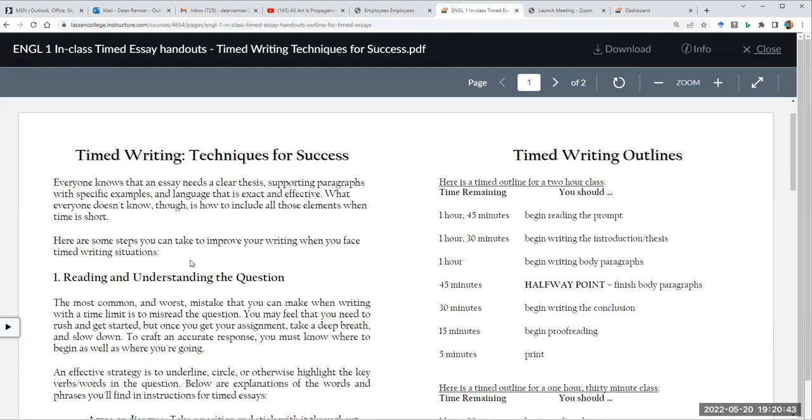Everyone knows that an essay needs a clear thesis, supporting paragraphs with specific examples, and language that is exact and effective. What everyone doesn't know, though, is how to include all those elements when time is short. So we have the constraint of a clock ticking while you're writing. You need to look at the prompt, look at your time, and figure out what you can do within the time allotted. If they give you an hour, then you need to design an outline that's suitable for an hour's worth of writing.